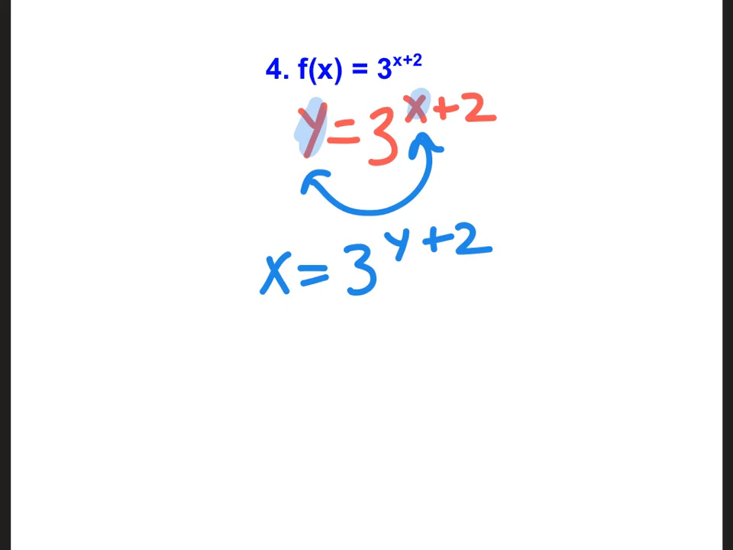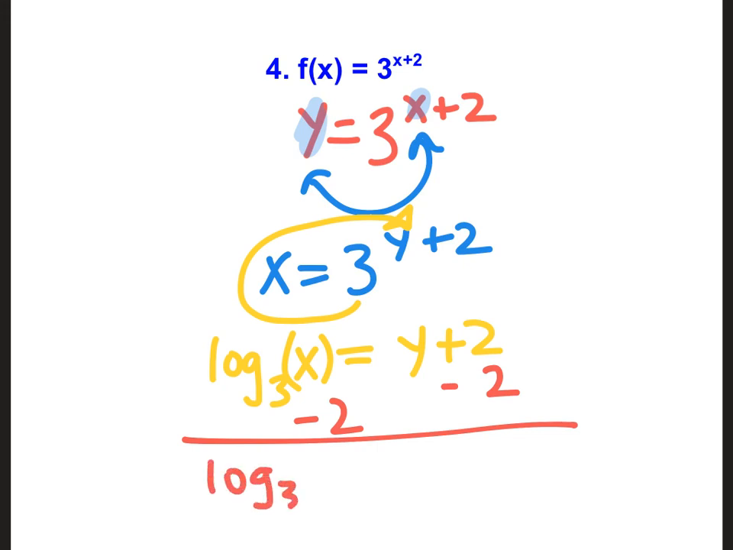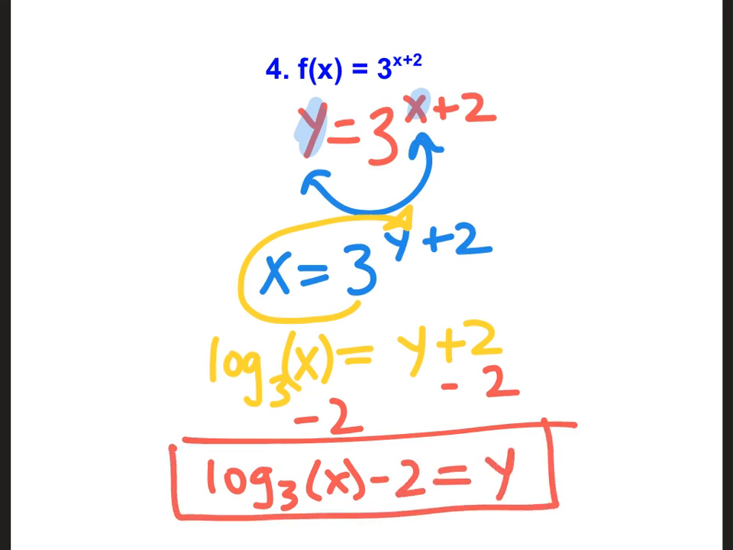Now my 3 to the power of something is already by itself, so we're going to rewrite this in log form, going back this way. So we're going to do log base 3 of x equals y plus 2. Now because x is by itself, it's technically in parentheses there. Then we have that plus 2 on the end, and we want to get y alone, so we're going to go ahead and subtract 2 from both sides. When we do that, we get log base 3 of x minus 2 equals y. And this will be your final answer.